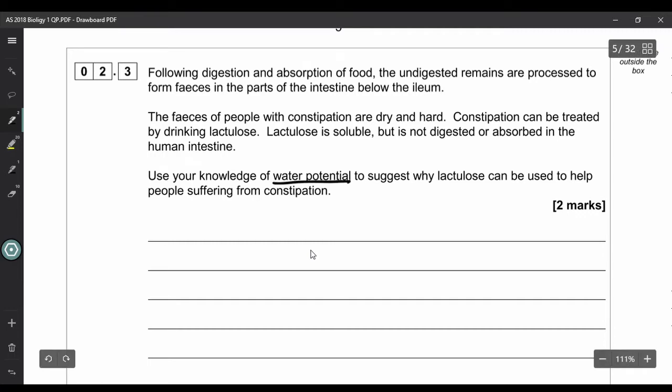So we're going to have to mention what water potential is to suggest why lactulose can be used to help people suffering constipation. Now obviously water potential is to do with osmosis of water. Now what you've got to remember is the movement of water through osmosis goes from an area of high water potential to a lower one, making the water travel to those lower water potential areas.